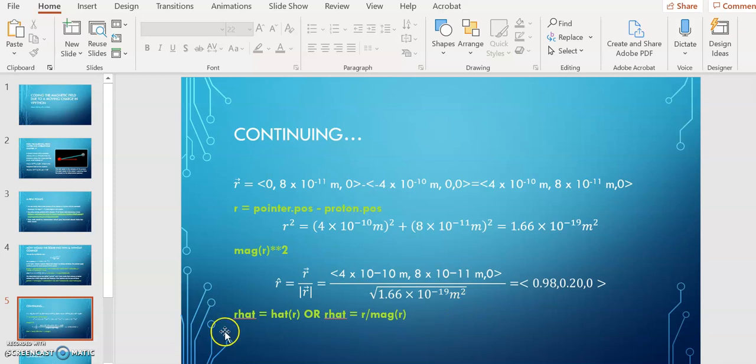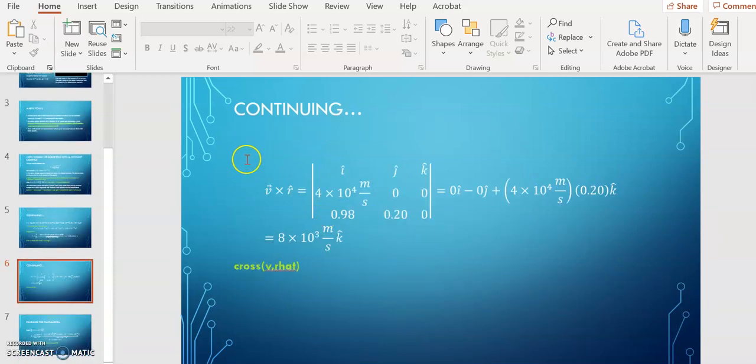In the code, all you have to do is define a new variable called r hat, or whatever you want to call it, and you can use a few commands, either norm of r, hat of r, or you can calculate it, r hat is equal to r over mag r. Any of those would work, okay? So that's how you do that in VPython.